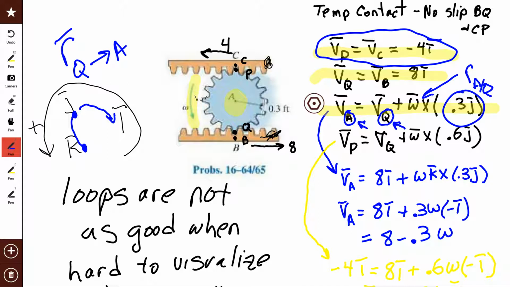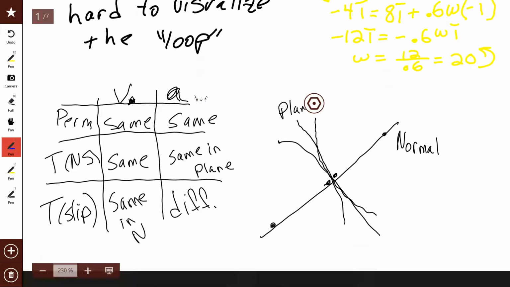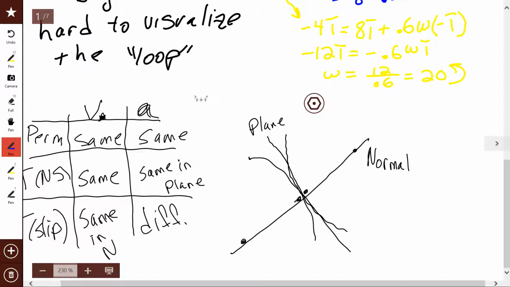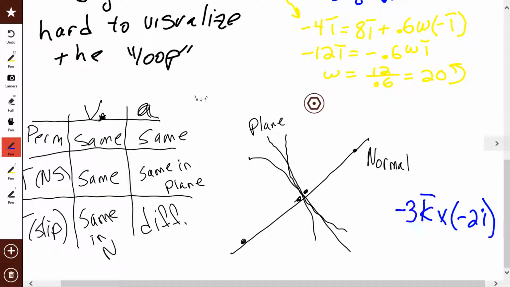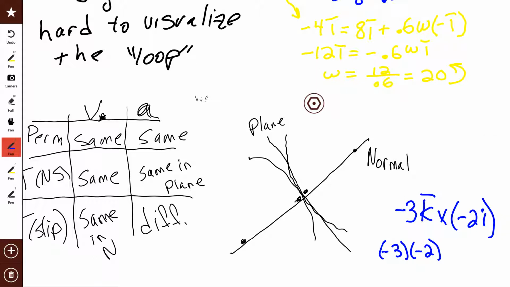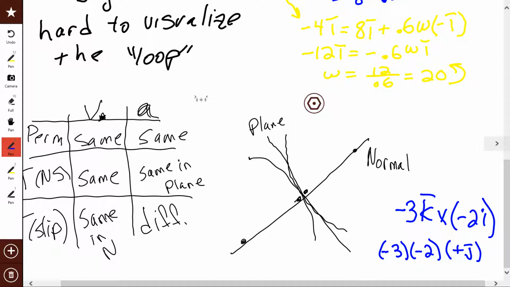Okay, so if that was, for example, here, let me show you. If you had something like this, minus 3K cross minus 2I. Here's what I would do. I'd say that's a negative 3 times a negative 2, and then I'd say, what's K cross I? Positive or negative? Positive. Then I'd say like this, positive J. What's the answer? Positive 6J. Get it? You do it any way you want.